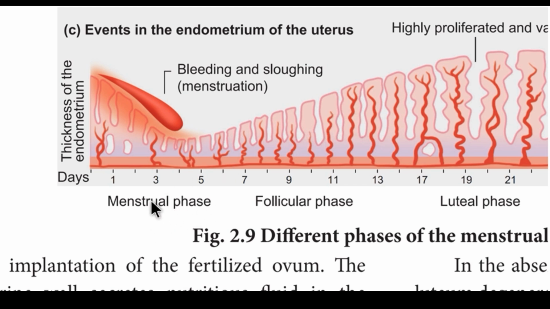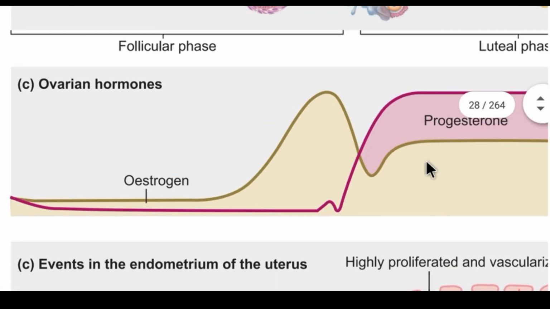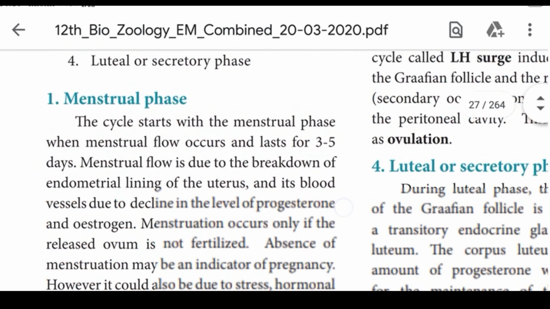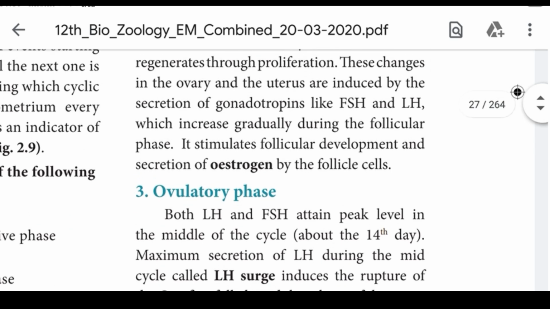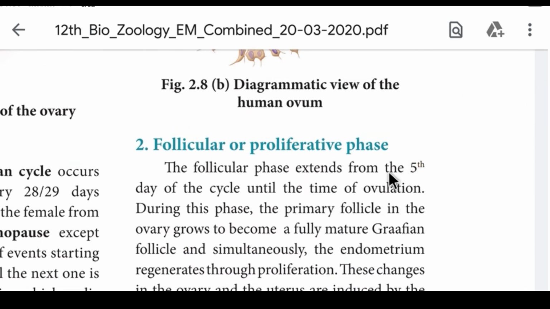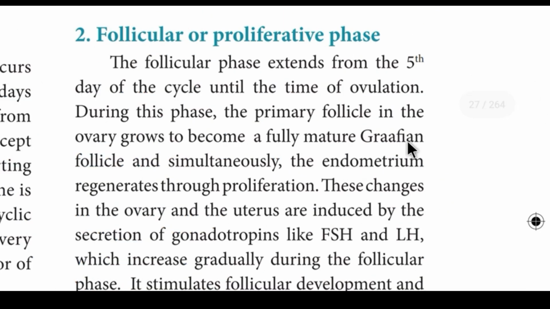Yes, the first 5 days is the menstrual phase, then the follicular phase, then the luteal phase. These are the different 4 stages. This is the menstrual phase. The second one is the follicular or proliferative phase. This follicular phase extends from the 5th day of the cycle until the time of ovulation.